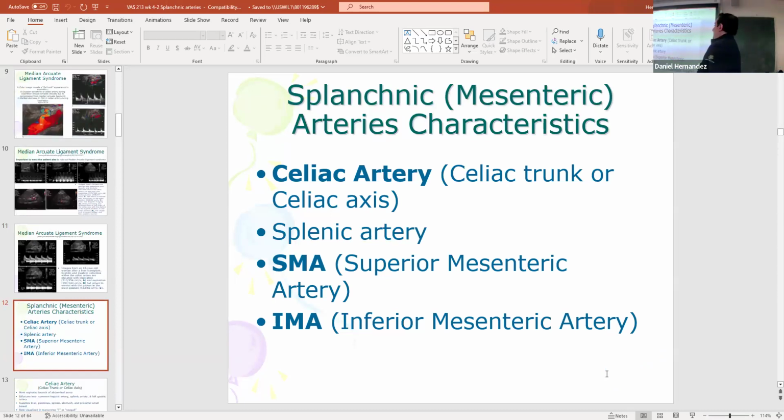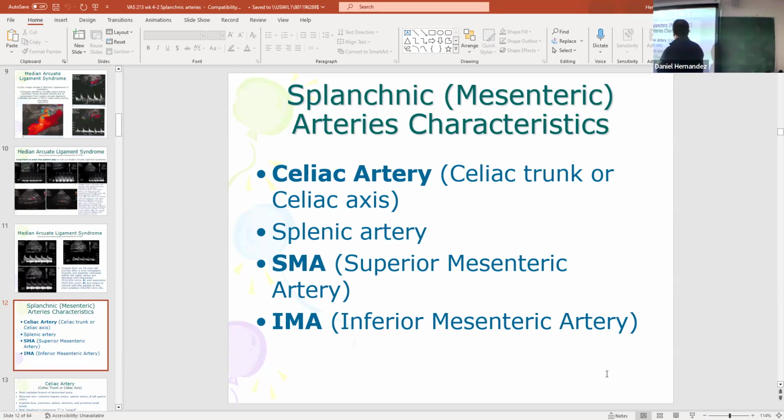Any questions about MALS? I like to say celiac band syndrome. It's easier to memorize and remember the names again. Mesenteric artery. Median arcuate ligament syndrome. MALS. Celiac band syndrome. All right.